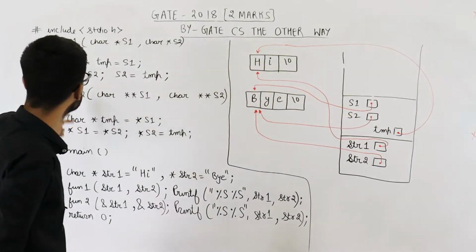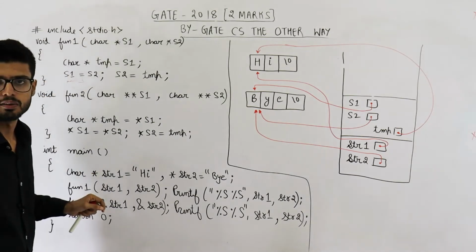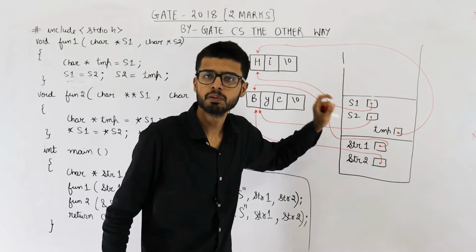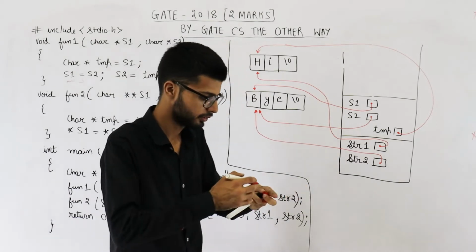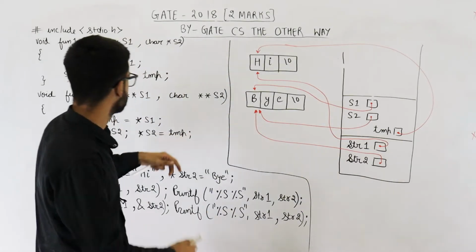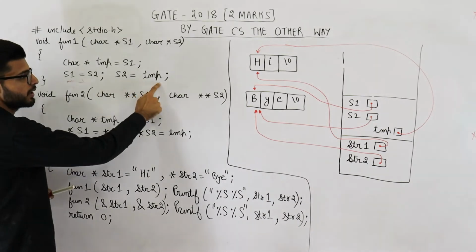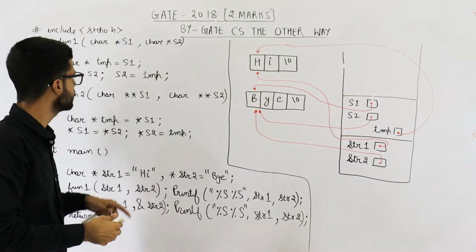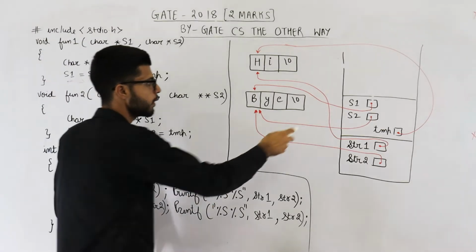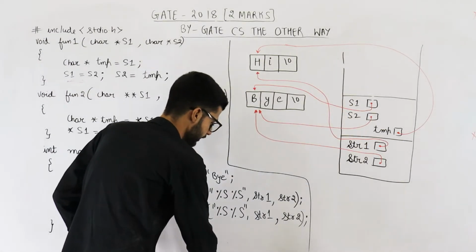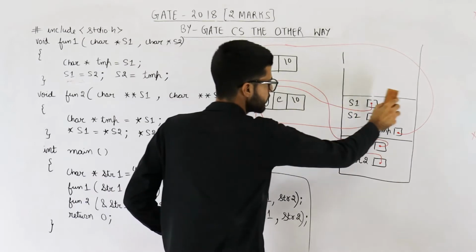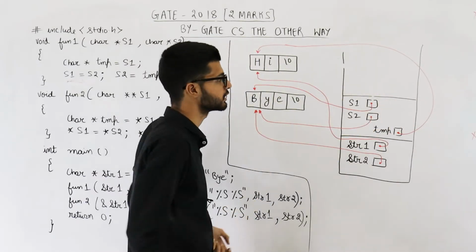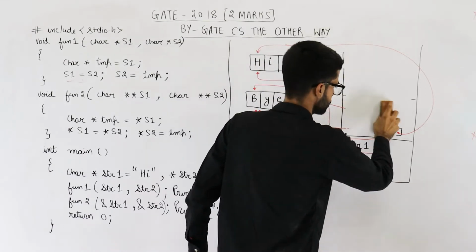But the thing is, now this function will end. Okay, this function will end. It means s1, s2 and temp, these three will be deleted. See, when this line is executed, s2 will start pointing here, but immediately the function will end and all of these three variables will be deleted. That means I have to erase all of this because the activation record will be popped as the function has ended.